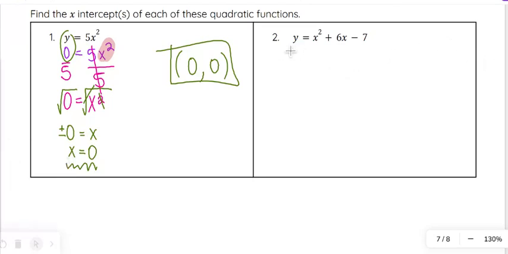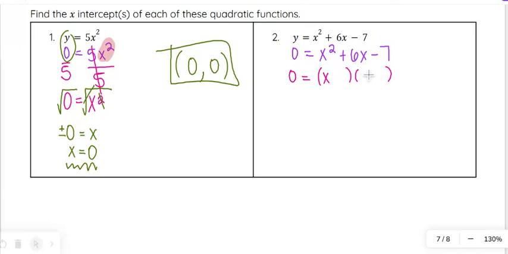All right, and then on number 2, similar concept, we put 0 in for y, and then we have 0 equals x squared plus 6x minus 7. With this one, we won't be able to use the square root method because there is an x squared and an x, but we will be able to try factoring. If factoring didn't work, then we would use the quadratic formula.